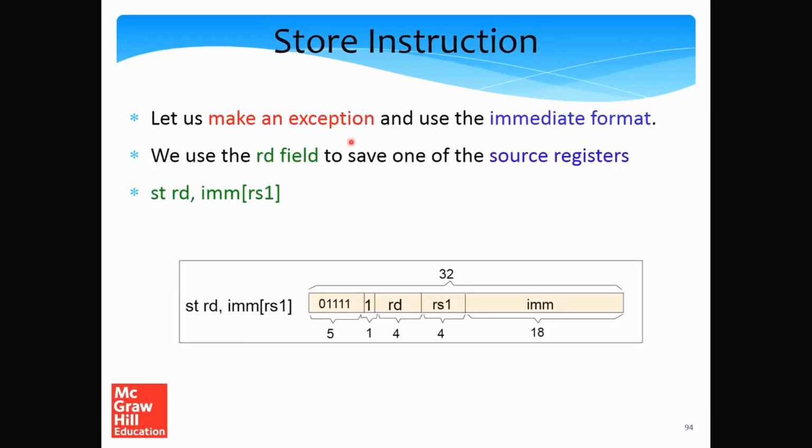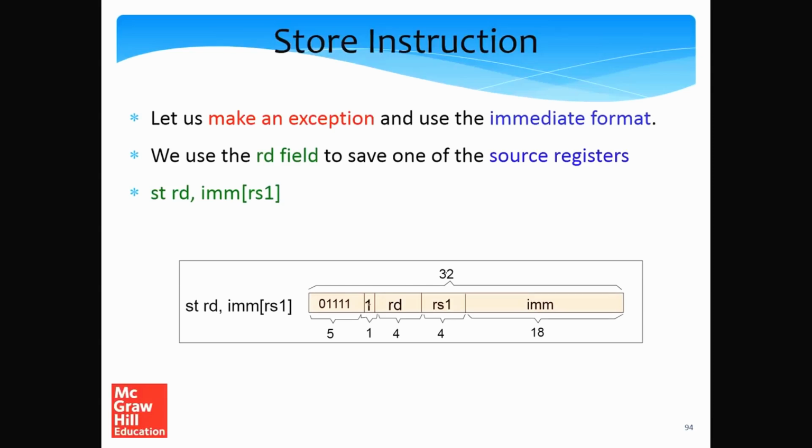So let us make an exception and use the immediate format. Let us use the RD field to save one of the source registers. RD contains the register whose value is being stored in memory. The base address is in RS1 and the offset is in IM. If we do this trick, readers will appreciate that we are not defining a new format. What we are doing is first using the first 5 bits to store the opcode.